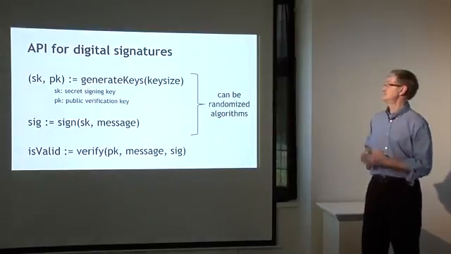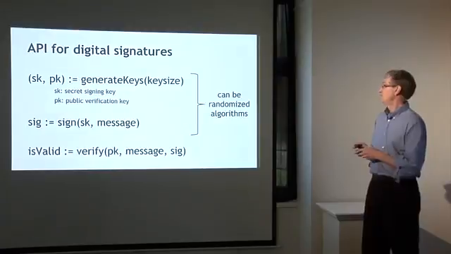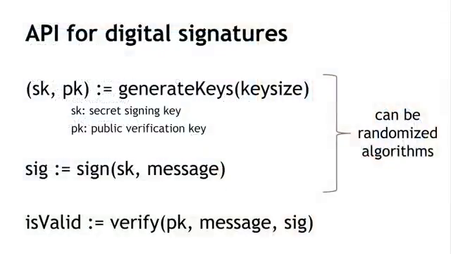So let's get into the nuts and bolts. Here's an API for digital signatures. There are three operations that we need to be able to do. The first is that, in the beginning, we need to be able to generate keys. So we have a generate keys operation, and we tell it a key size: how big in bits should the keys be? And this produces two keys, SK and PK.